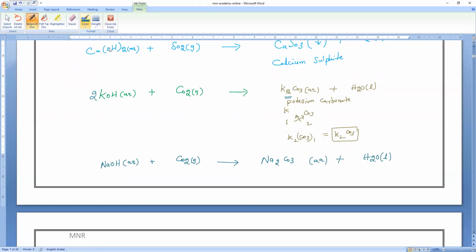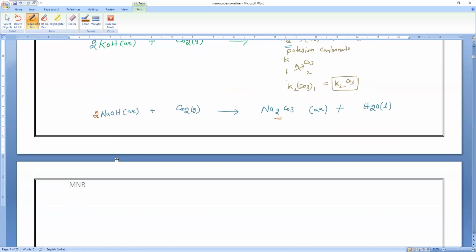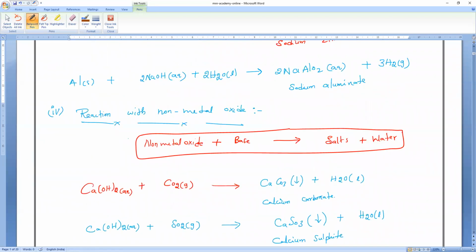So this is also not balanced. Which is not balanced, everybody? Sodium here 2 is there, but here only 1 is there. So put 2 here. I hope it is balanced now. Yes, Harish? Yes, sir. Make it quick now. So what is the name of this compound? Everybody? It is sodium carbonate. So this is the example of bases reacting with non-metal oxides. So when a non-metal oxide reacts with a base, what will it form, guys? It will give you salt plus water.